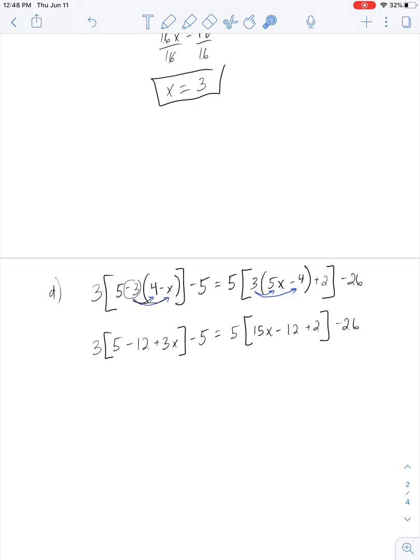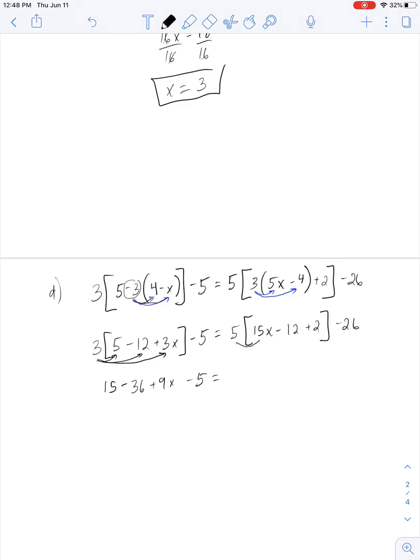You have a couple of options here. I'm going to continue to get rid of parentheses, this time brackets, right? So I'm going to distribute 3 to each one of these terms. Right, so that's a 15 minus, that's a negative 36. That's a plus 9x minus 5. Really nice. You can see now we have no parentheses, no brackets, just terms.